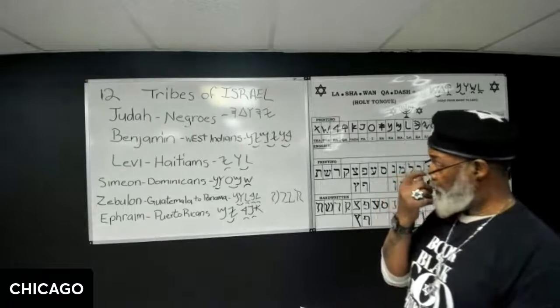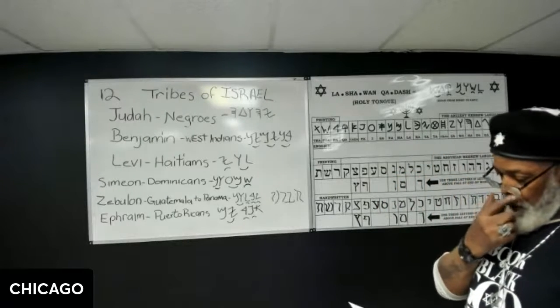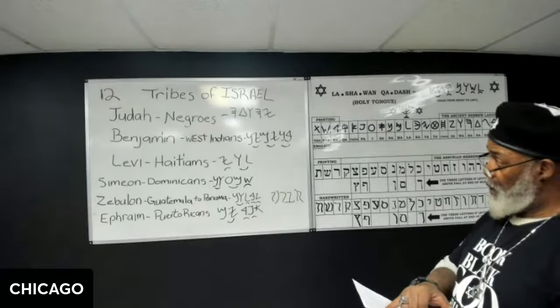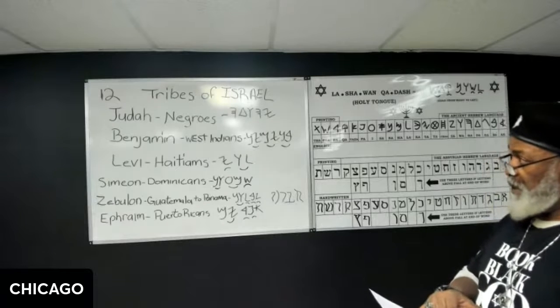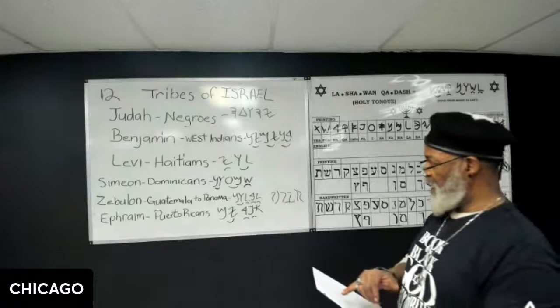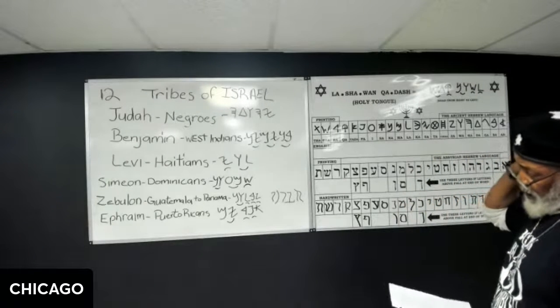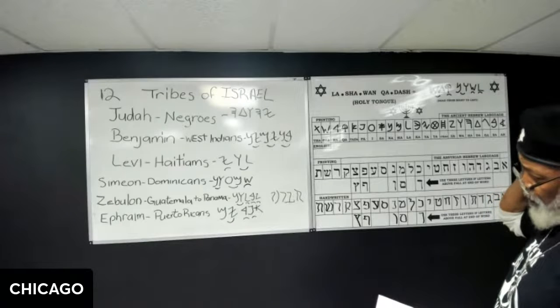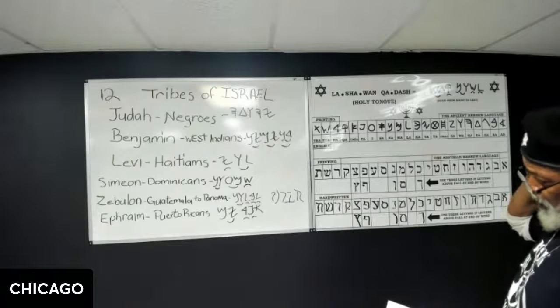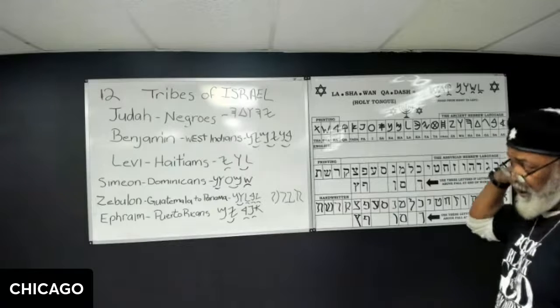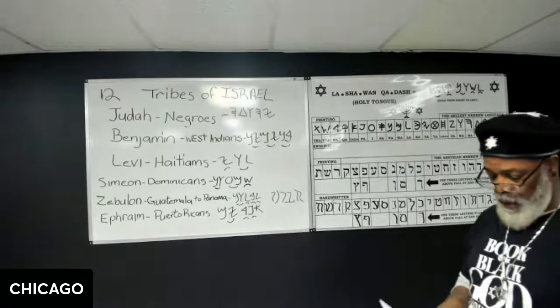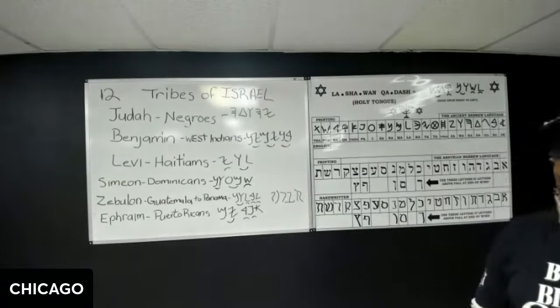The Dominicans, Benjamin, they're from the West Indians. Levi is from Haitians. Seminole is the Dominicans. Like I said, Zebulon is Guatemala to Panama. Ephraim is the so-called Puerto Ricans of today. We'll give you a few seconds to write that down, then we're going to move on.